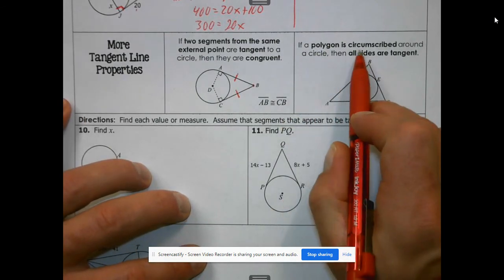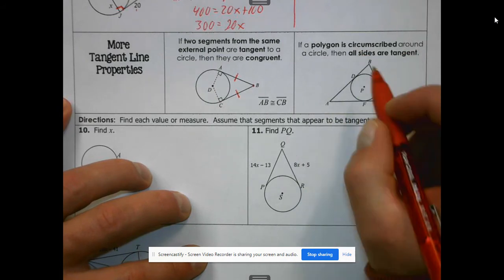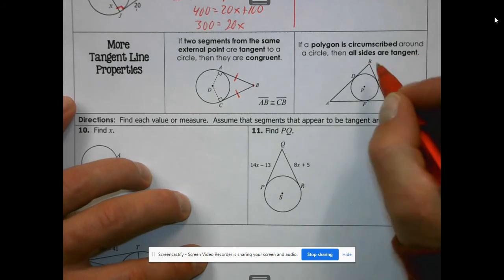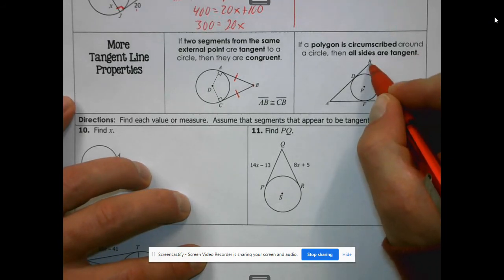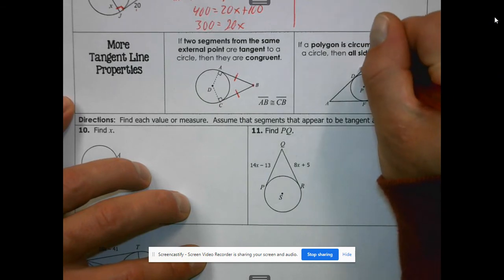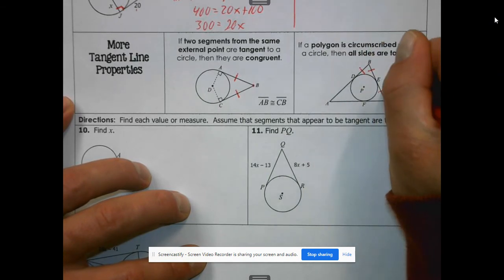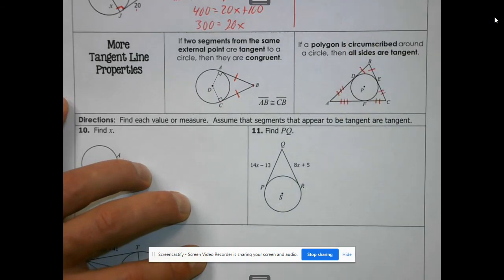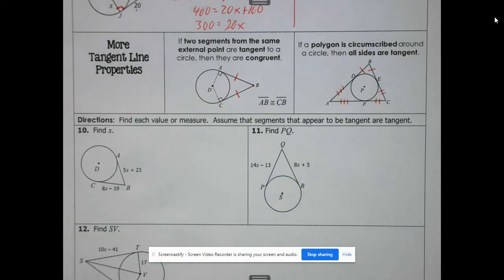If a polygon is circumscribed around a circle, then all sides are tangent. Okay? So what that means is this, guys. If any polygon is circumscribed by the circle, it could be a triangle, square, pentagon, hexagon, heptagon, and whatever. They're all going to be tangent, which means all these little pieces are congruent. Okay? All right, check it out.